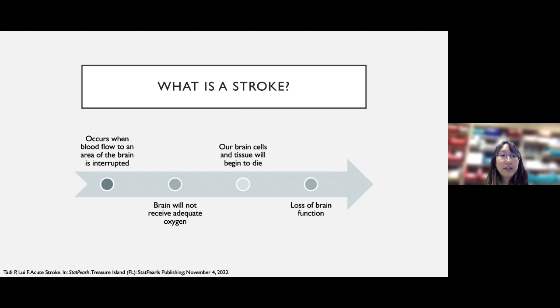Starting off, I'll discuss what exactly a stroke is. A stroke is going to occur when blood flow to an area of the brain is interrupted. As a result, the brain is not going to receive adequate oxygen, and that's going to cause our brain cells and our tissues to start to die, and that will ultimately lead to a loss of brain function.